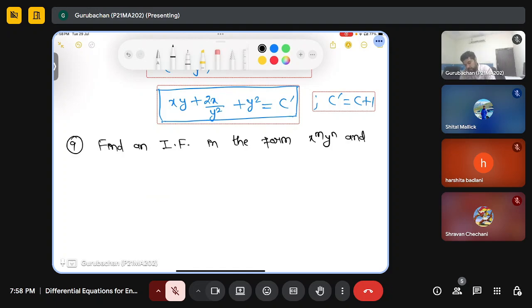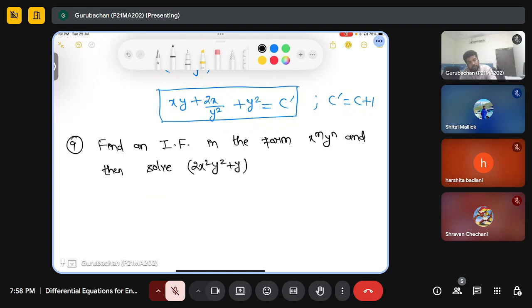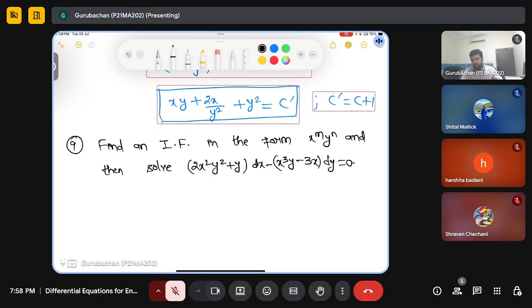and then solve the following differential equation: dx minus x cube y minus 3x dy. So since we are asked to find the integrating factor and then find the solution of the differential equation.